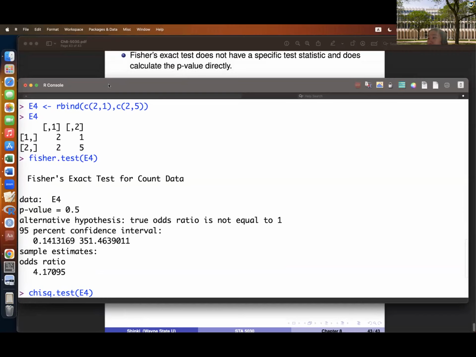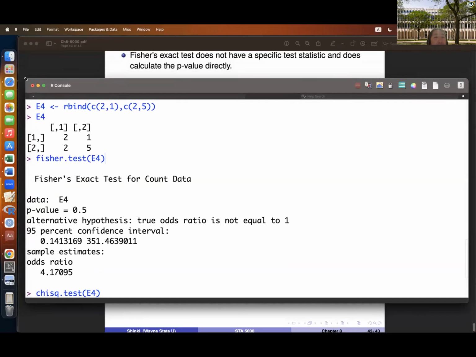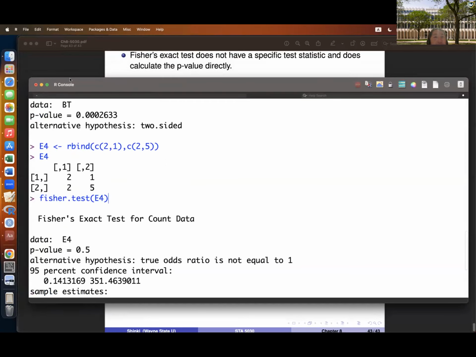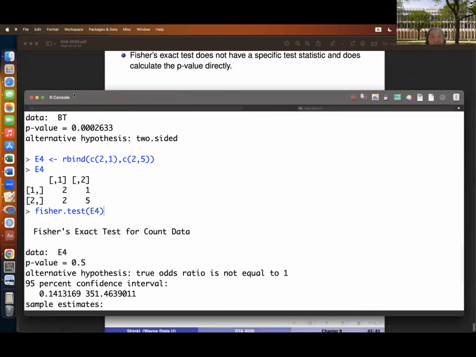But yeah, in some simulation studies, it supports the chi-square test more than Fisher's exact test, even if the approximation is not good. I'm not exactly sure about the reason behind it. Sorry.